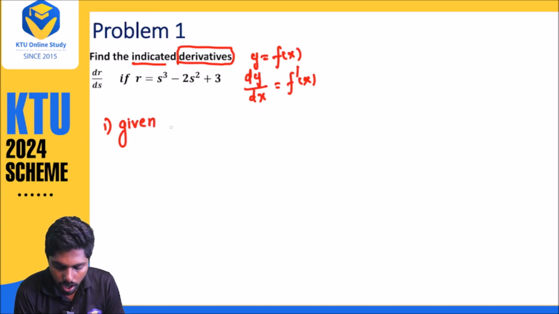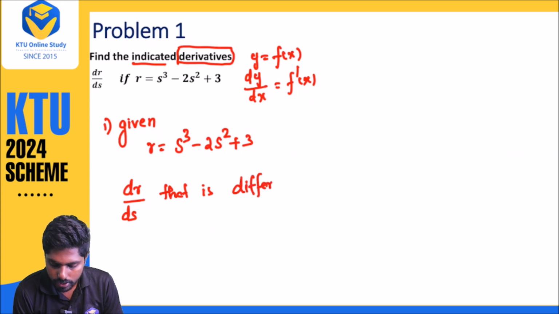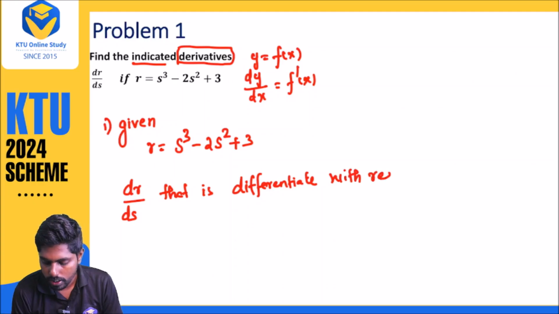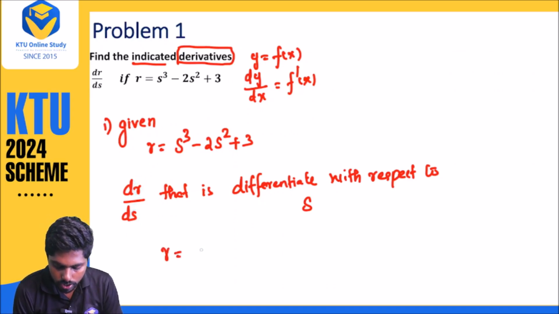They have given r is equal to x cube minus 2x square plus 3, and they are directly asking dr by dx. That means you want to differentiate r with respect to x. So what do you want to do? You want to differentiate r is equal to x cube minus 2x square plus 3.